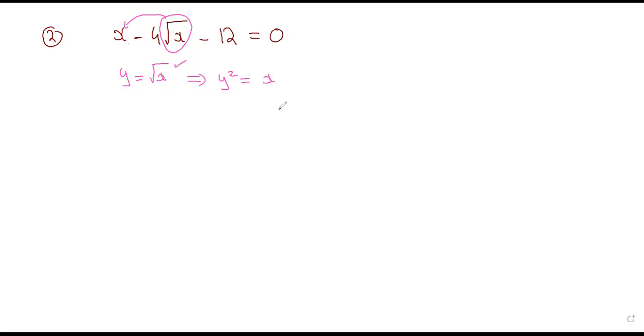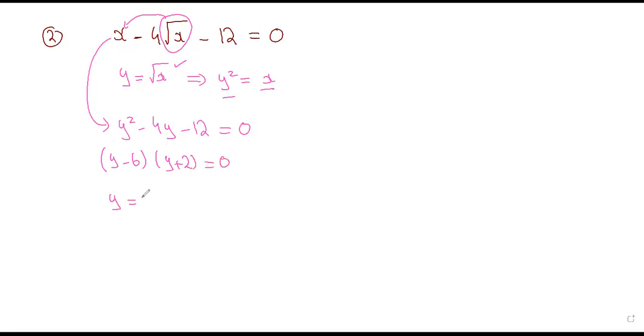So let's plug in the values. x is equal to y squared. So this complicated equation would be converted to y squared minus 4y minus 12 equals 0. This is going to be the equivalent quadratic equation. Now I need to factorize it quickly. The factors would be y minus 6 and y plus 2 equals 0, and this would give you y equals 6 and y equals minus 2.